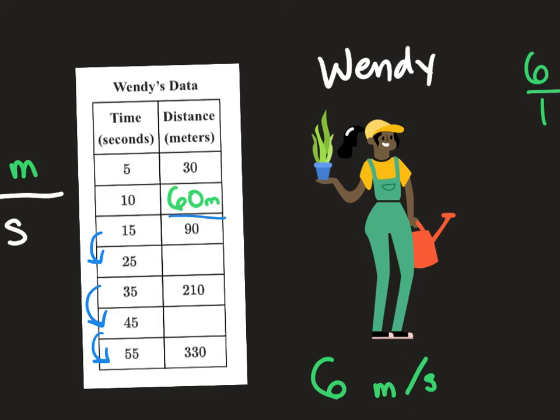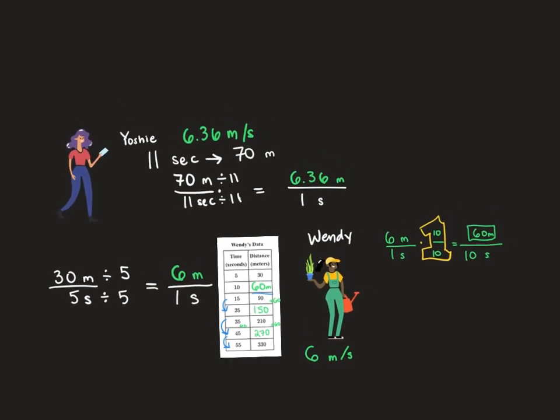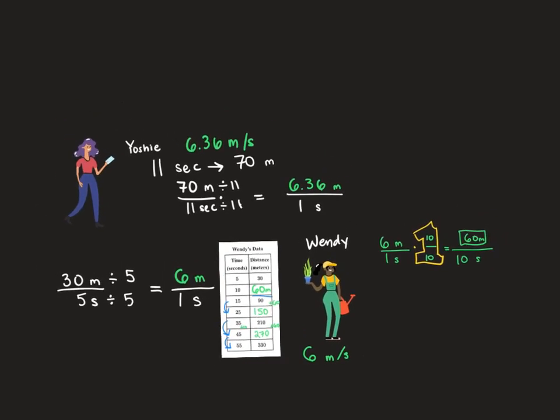So from 15 to 25 seconds, that's another 10 seconds, meaning I can add another 60 meters, and 90 plus 60 meters is 150. And then from 35 to 45, well, that's plus 10 seconds, meaning that she's going to run another 60 meters. 210 plus 60 is 270. So there you have it. That is how you fill out a rate table. And by finding the unit rates, we were able to see that Yoshi is running a little bit faster than Wendy is.